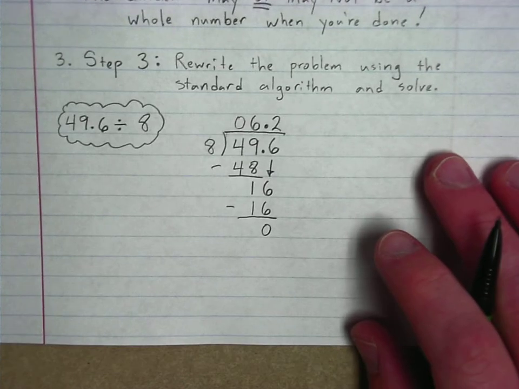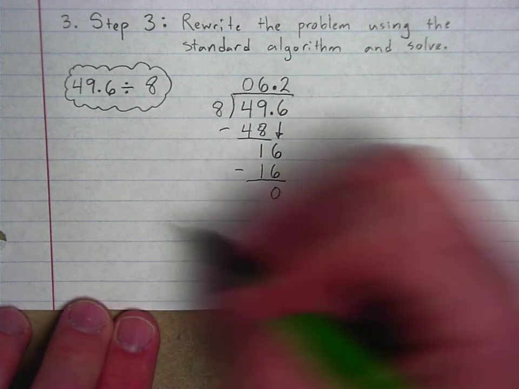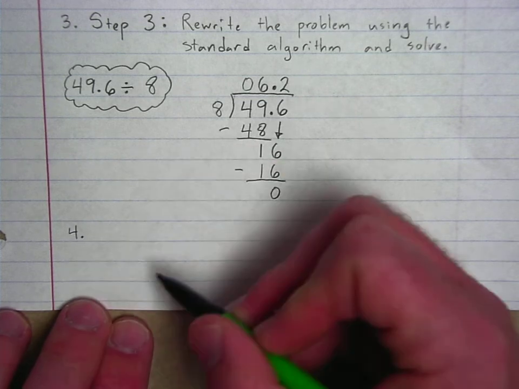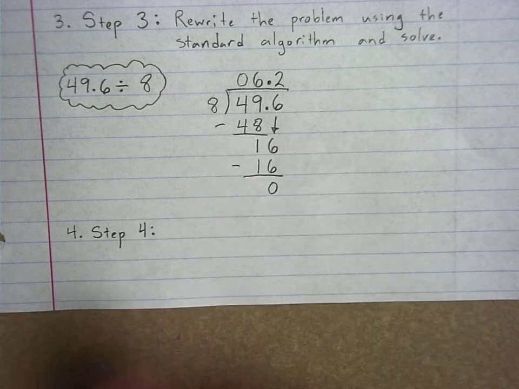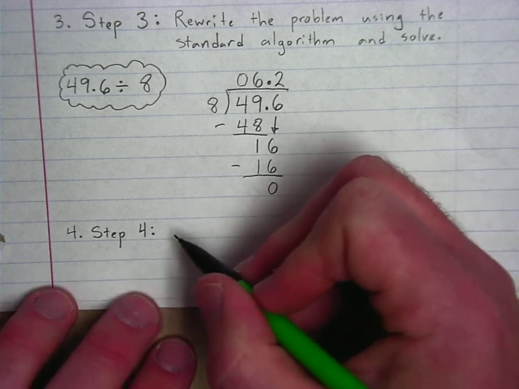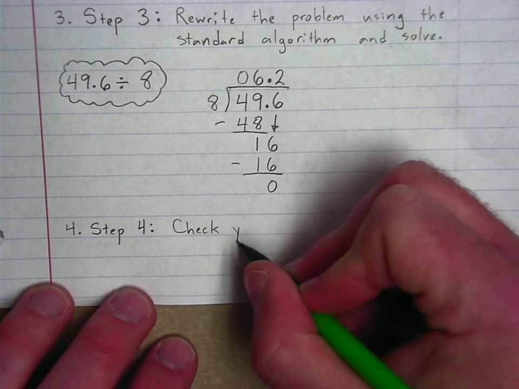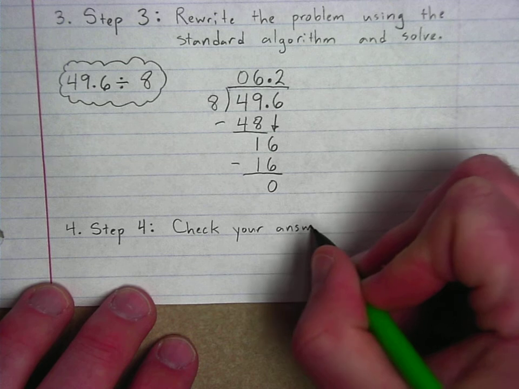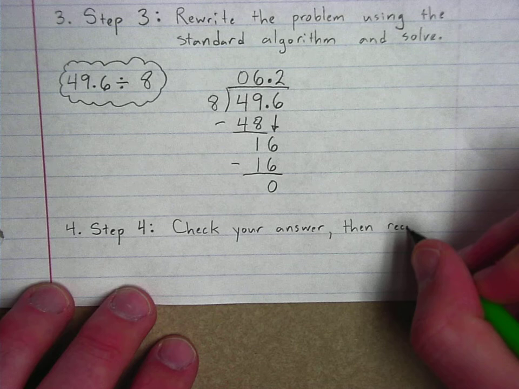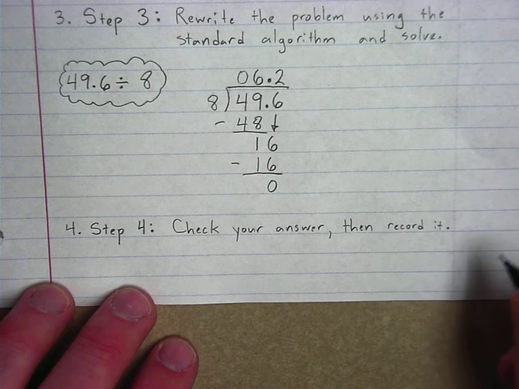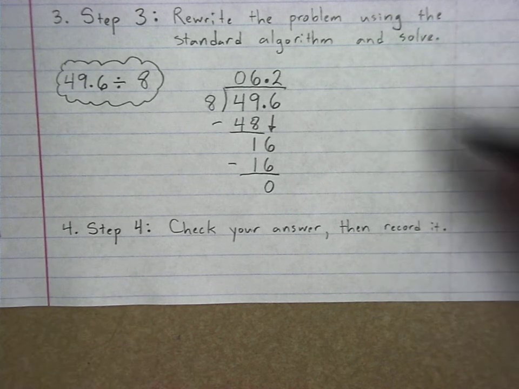Now, for step 4, I'm going to leave that on there because we can see we have an answer, but we did a lot of adjusting. We multiplied things by 10, and then we did some division, and blah, blah, blah. So, the smart thing to do for step 4 would be to check your answer. Then record it. Now I'm going to put that up here just because this is where the space is. We're almost down at the end of the page.